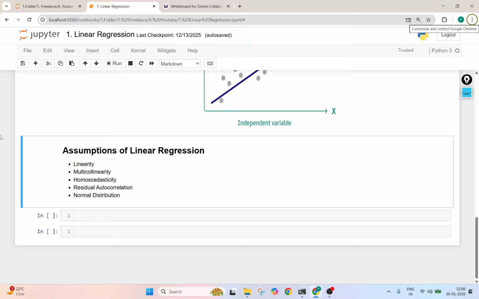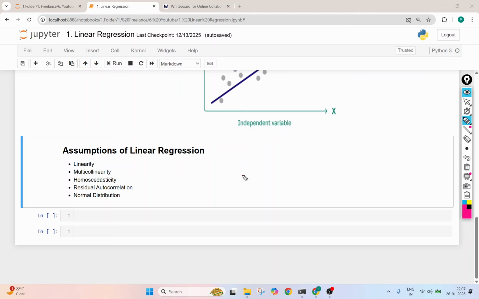So now that we have learned about what linear regression actually is and also gotten a geometric intuition about the same, let's quickly learn about the different assumptions that we have to keep in mind in order to use linear regression. So linear regression, as we can see, has these 5 assumptions. Let's understand each of them one by one.